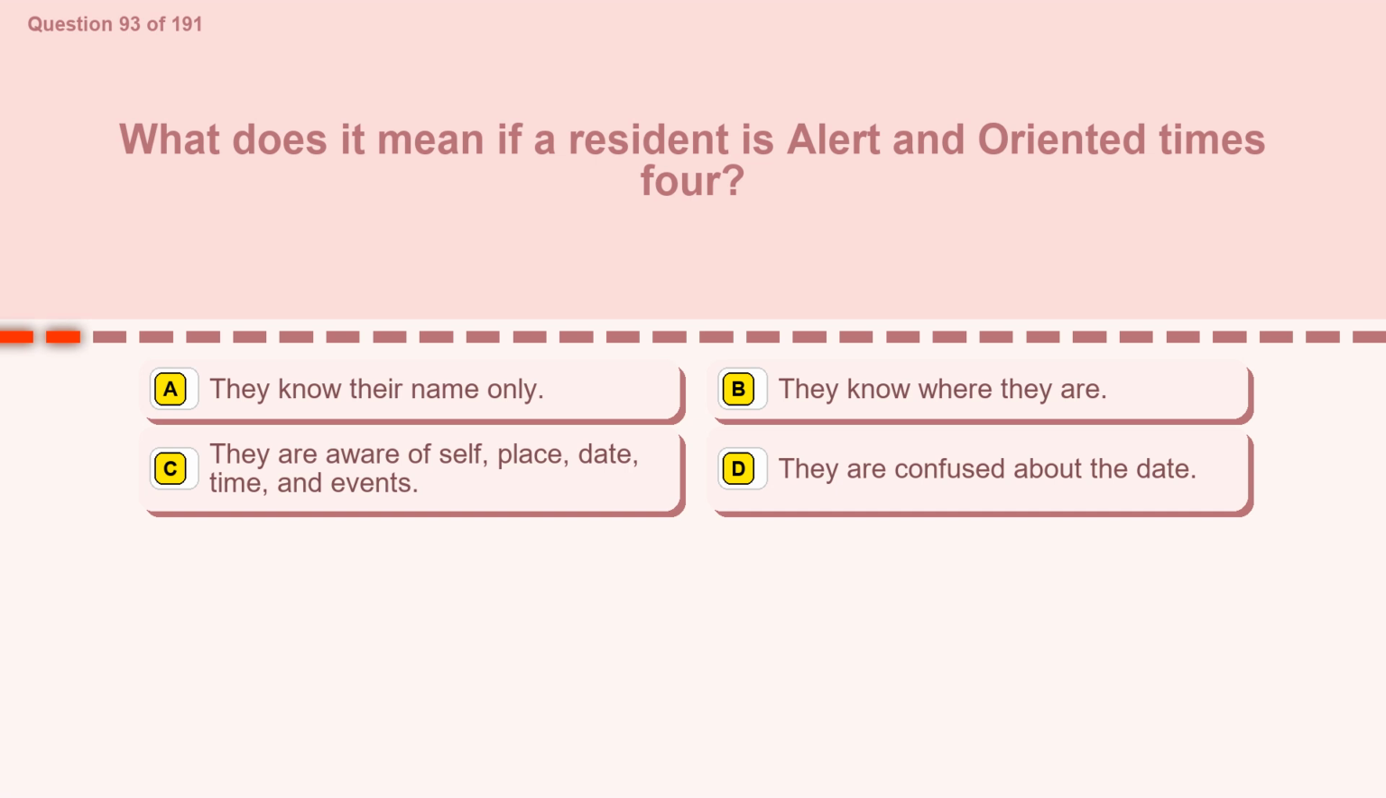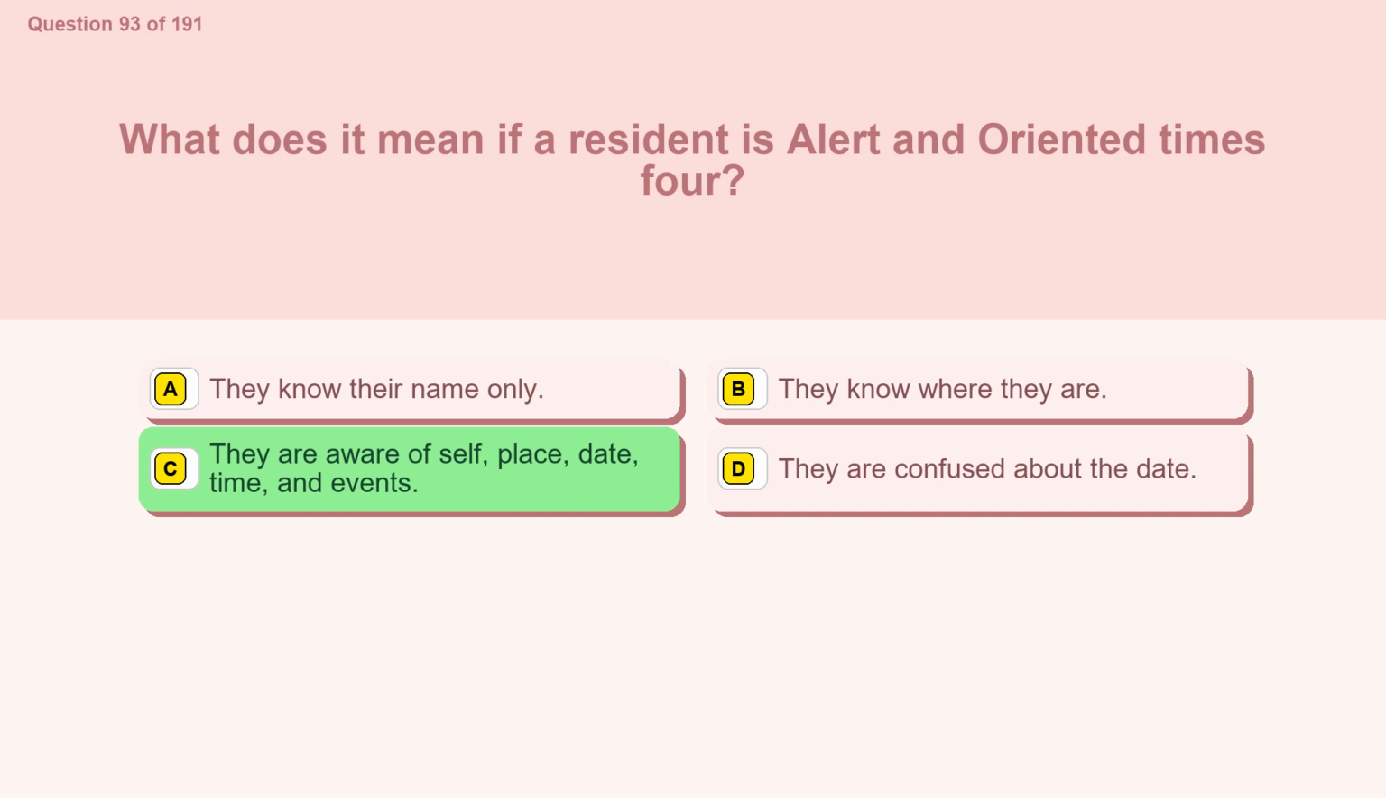Question 93. What does it mean if a resident is alert and oriented times 4? Option A. They know their name only. Option B. They know where they are. Option C. They are aware of self, place, date, time, and events. Option D. They are confused about the date.